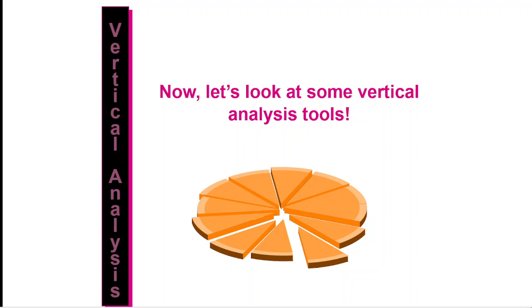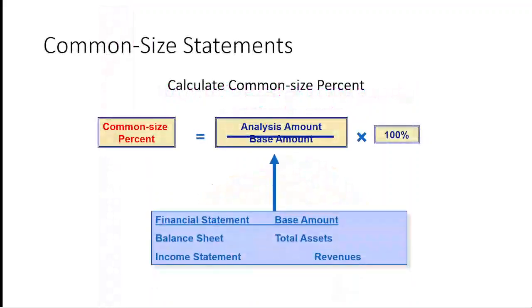Now let's look at the vertical analysis. What is vertical analysis? In vertical analysis we calculate a common size statement. The way we calculate it is the analyzed amount divided by the base amount. Here we are not mentioning the period, we are mentioning the amount. For the balance sheet, it's the total assets. For the income statement, it's going to be the revenues, multiplied by 100%. That's the formula for calculating the common size statements.